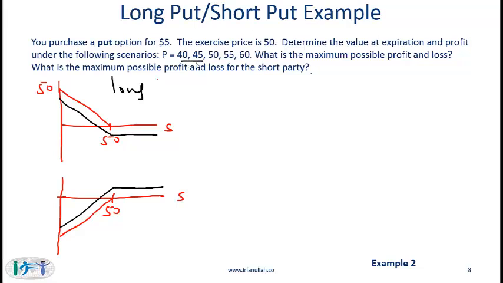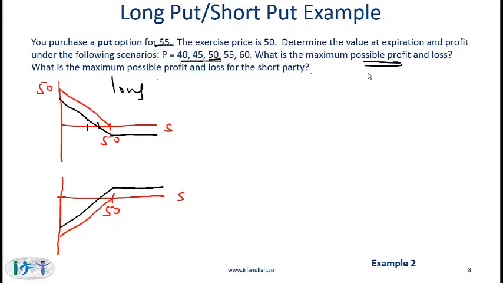If we take prices of 40, 45 and 50, notice that at a price of 45 we have break even, because over here the payoff is 5, which offsets the $5 paid for the long put. At a stock price of 40, there is actually a profit of 5. At a stock price of 50, the payoff is 0 and the loss is minus 5, which is the amount paid for the put. And if the stock price is above 50, then the loss is minus 5.